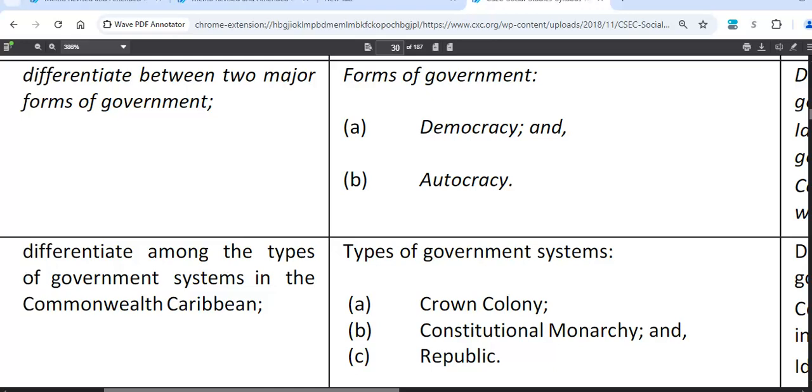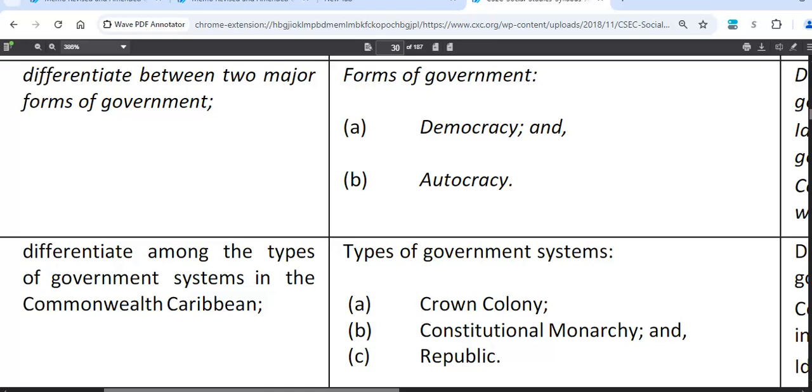Now, there are two major forms of government. We have the democracy and autocracy forms of government. Democracy has to do with government for the people, meaning that the people get a chance to be involved in the decision making for the country. So the people of a country that practices democracy as a form of government are fully involved in the decision making of the government.